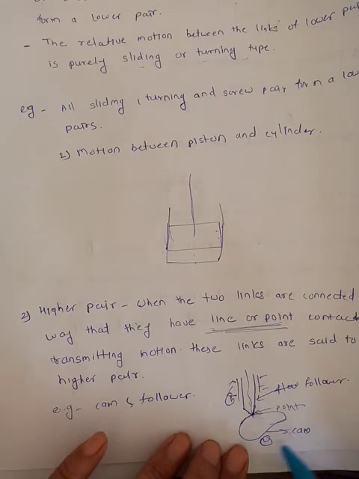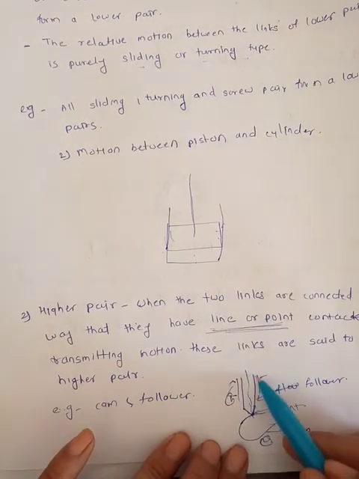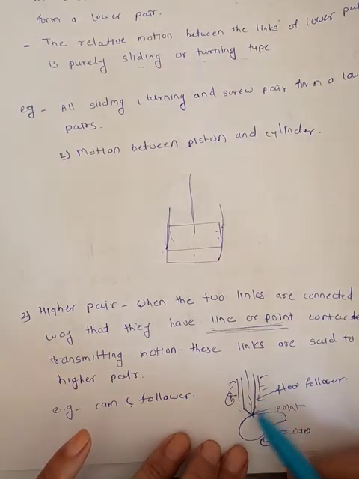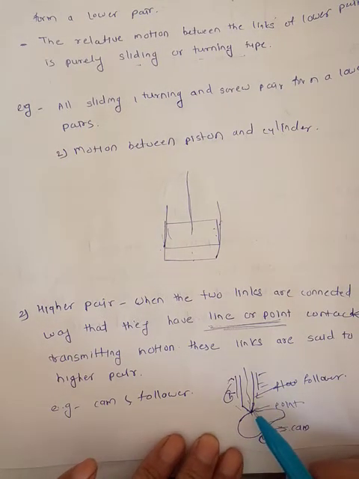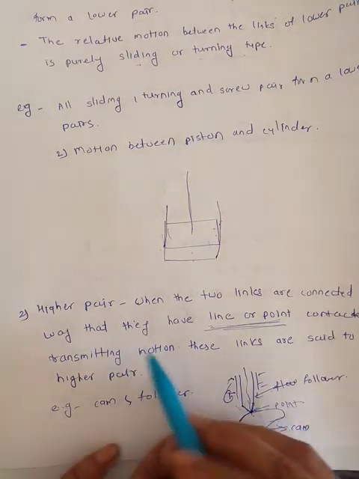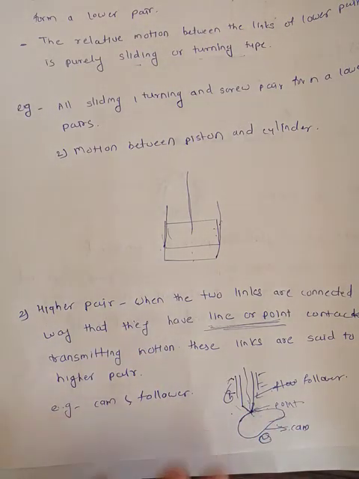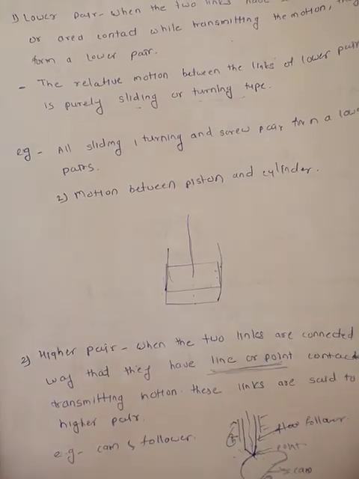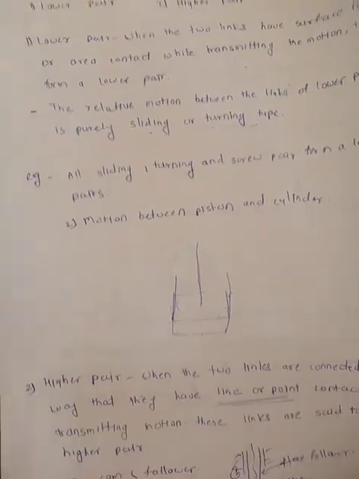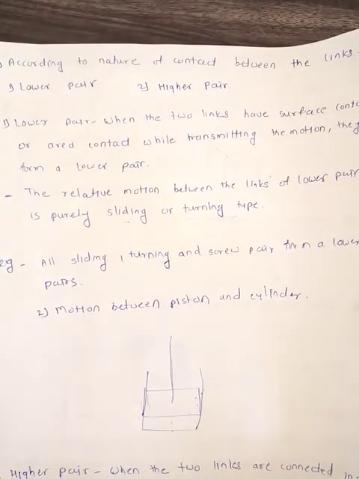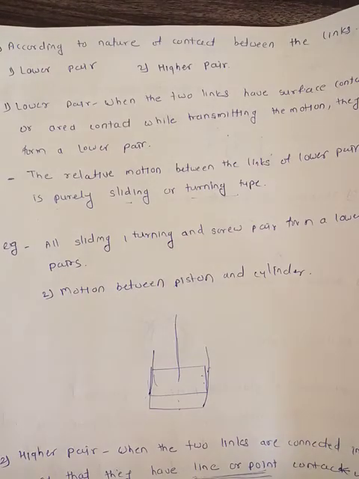Suppose the cam rotates and the follower oscillates according to the cam, so that there is relative motion between the cam and follower. There will be a point or line contact, so it is called the higher pair. This is the second type, according to the nature of contact between the links: the lower pair and the higher pair.